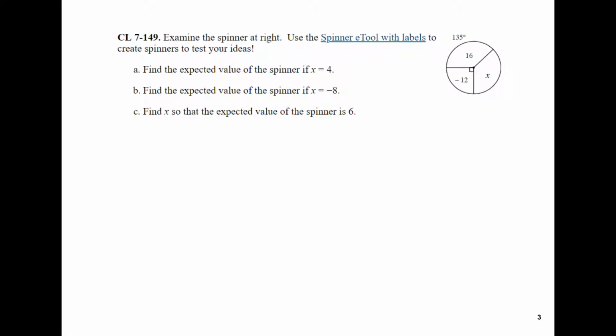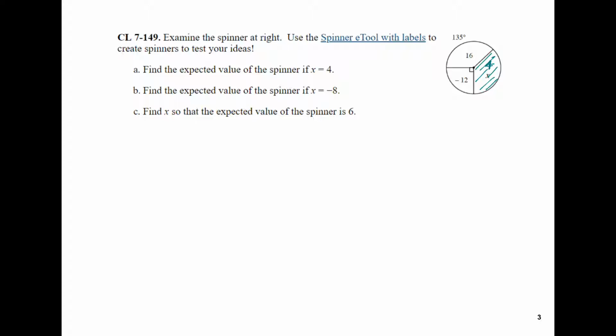Closure question 7-149 says examine the spinner at the right. Use the spinner e-tools with labels to create spinners to test your ideas. But for today, we're going to use the spinner to the right. The first thing they want us to find is the expected value of the spinner if x is equal to 4. To find expected value, we take the probability of each piece times the number on the spinner, and we add all of our pieces together.